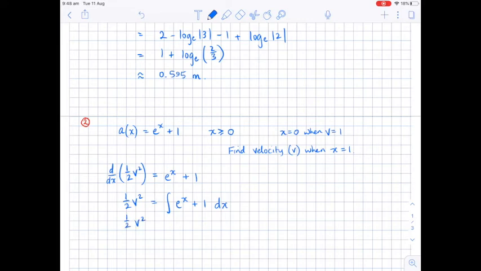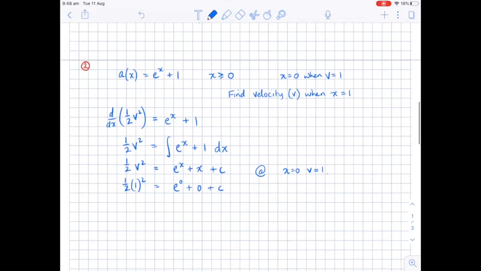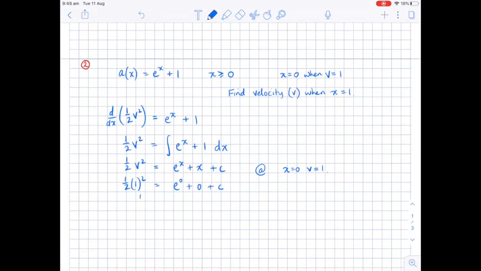So that gives me 1 half v squared equals e to the x plus c, and I can find out the value of c when x equals 0, v equals 1. So that gives me a half times 1 squared equals e to the 0 plus c, which is 1 half equals 1 plus c, so c equals negative 1 half. Okay, so I've got my c value.